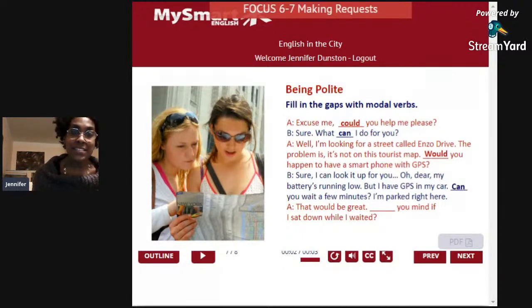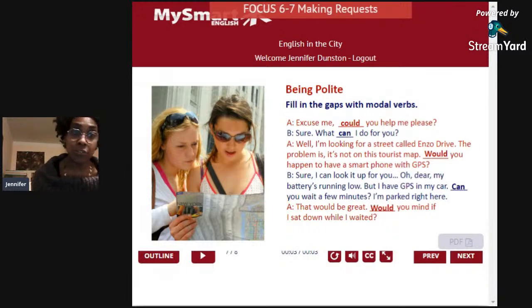Would you mind if I sat down while I waited? So here we need another modal verb to ask. The person says, oh gosh, while you go to your car and look at the GPS, I'm kind of tired. I'd like to sit down. Would you mind if I sat down while I waited? Very good. Thank you, Barbara. Would you mind if I sat down while I waited?